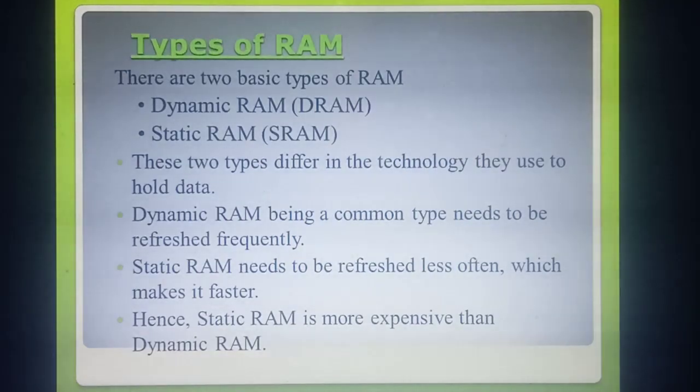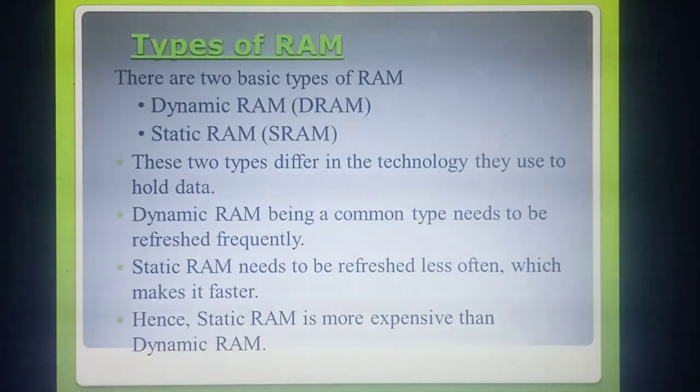Next is the types of RAM. Totally there are 2 types of RAM. This is also an important 3 mark question: RAM and types of RAM. Define RAM, you need to write 3 points, and for types of RAM, you need to write the headings alone. What are the 2 types of RAM? Dynamic RAM and static RAM.